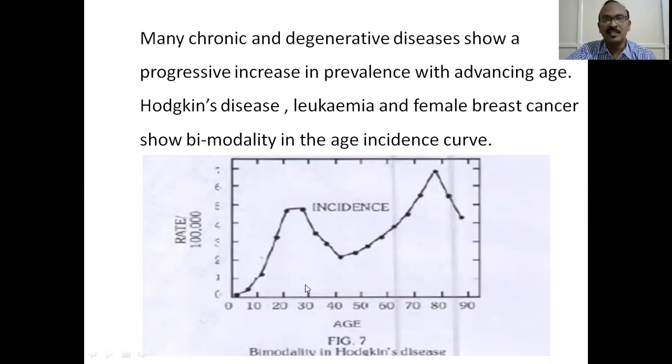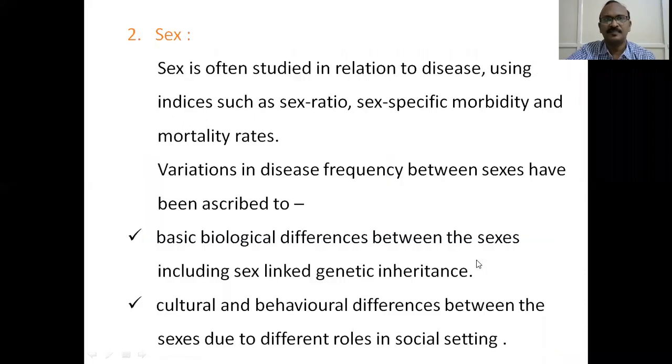So in Hodgkin's disease, as shown in this particular age incidence graph, we find that the peaking of this disease is in the age group of 10 to 15 years and also at 55 to 60 years. There is again peaking of this disease. So we find two peaks in this particular disease of Hodgkin's.